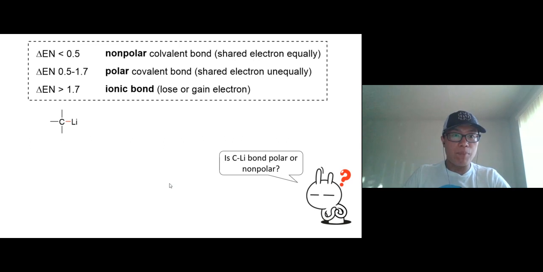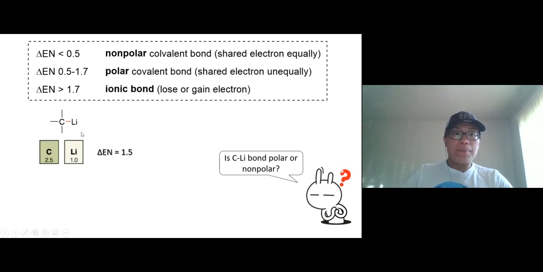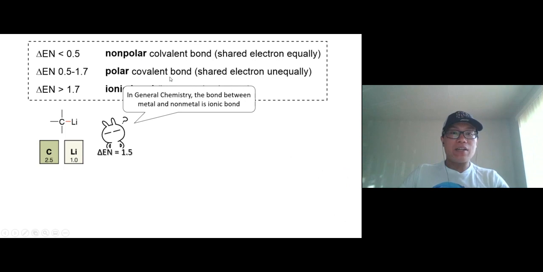Take a look at this bond right here, a bond between carbon and lithium. Okay. Now, if you look at the electronegativity difference, 2.5 and 1, subtract that, you will get 1.5. 1.5 suggests that the carbon and lithium bond is a polar covalent bond. Hold on, is it really true? If we learn this in general chemistry, a bond between a metal, lithium, and a non-metal, carbon, is an ionic bond. If you still remember that, right?